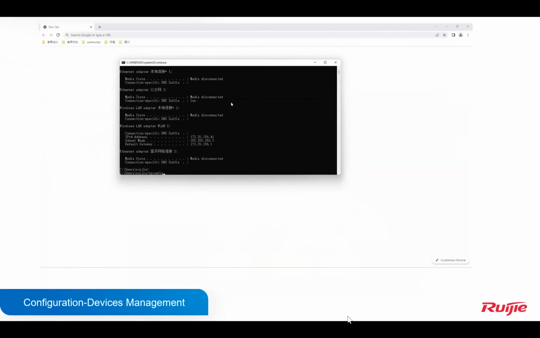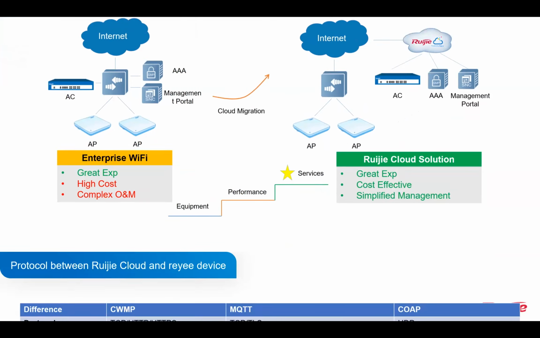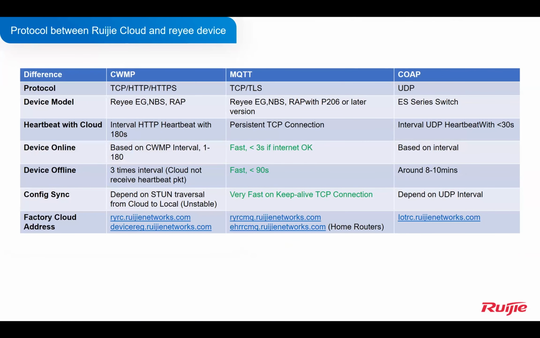Okay, and the next page is the device online in Reyee Cloud. So for Reyee Cloud, actually, it replaces some functions like the AC device, the 3A device and the manager portal device. We can realize these functions through our Reyee Cloud. So for Reyee Cloud, actually, we provide three types of protocols between Reyee Cloud and the Reyee device. First is CWMP, second is MQTT, and the third is COAP.